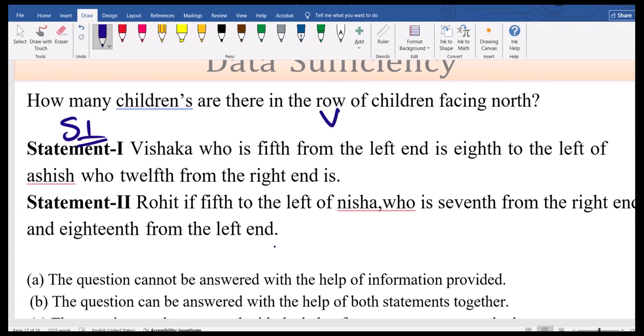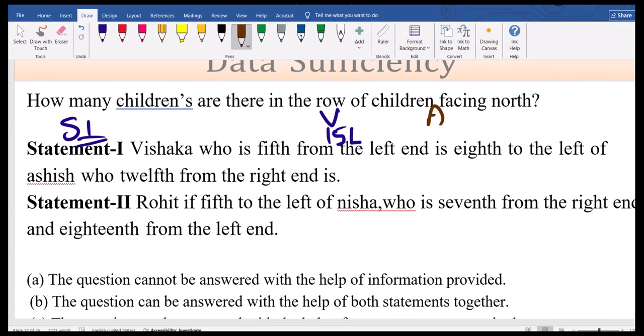Why, sir? Vishaka is 15th from the left hand. Ashish is 12th from the right hand, but Ashish is to the left of Vishaka. How many positions to the left of Vishaka? See, 8th to the left of, so fine. Vishaka is 8th to the left of Ashish. Okay, agree.